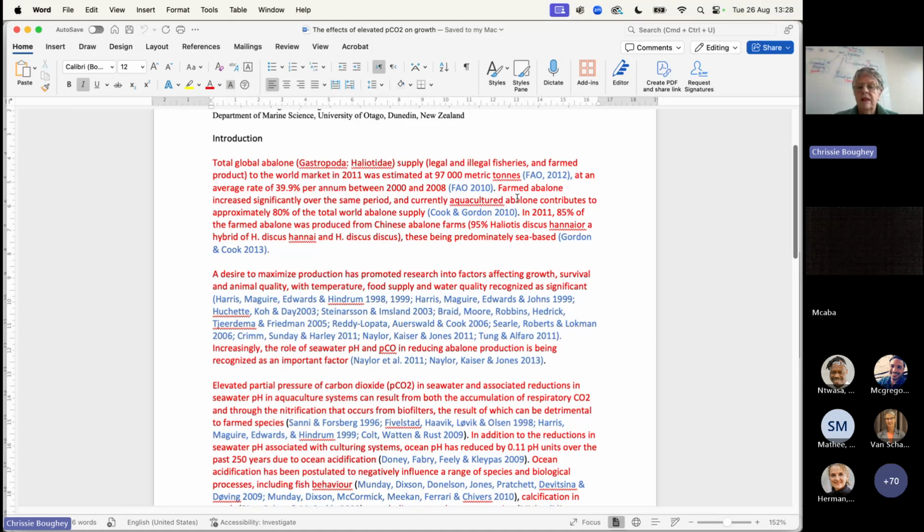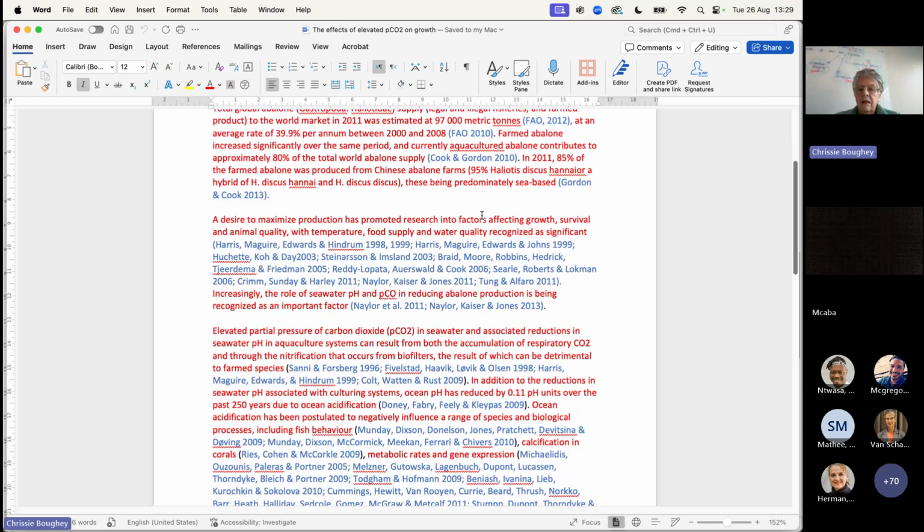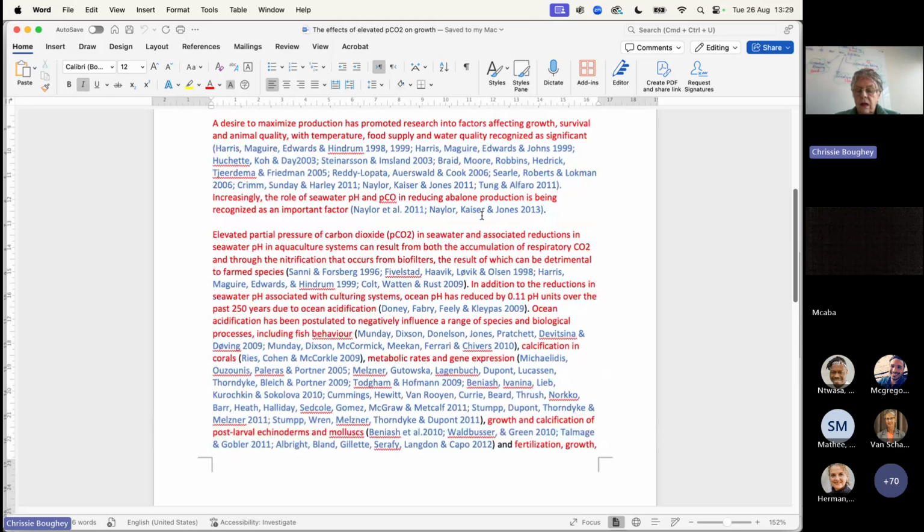If you go on to the second sentence, farmed abalone increased significantly over the same period, and currently aquacultured abalone contributes to approximately 80% of the world abalone supply. How do you know? Where's the evidence? Well, Cook and Gordon provide it in this reference. So if you look throughout this, all the references provide evidence for knowledge claims.